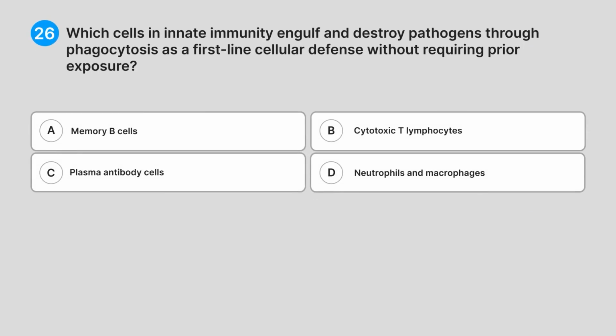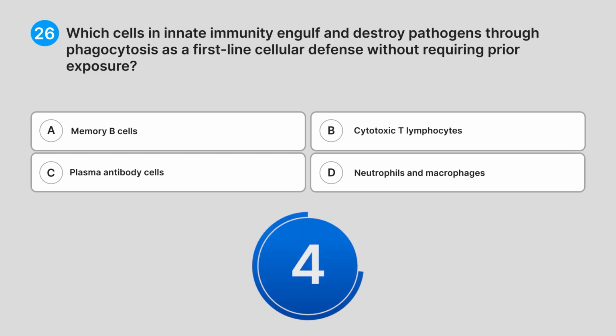26. Which cells in innate immunity engulf and destroy pathogens through phagocytosis as a first-line cellular defense without requiring prior exposure? A. Memory B cells. B. Cytotoxic T lymphocytes. C. Plasma antibody cells. D. Neutrophils and macrophages. Do you know the answer?